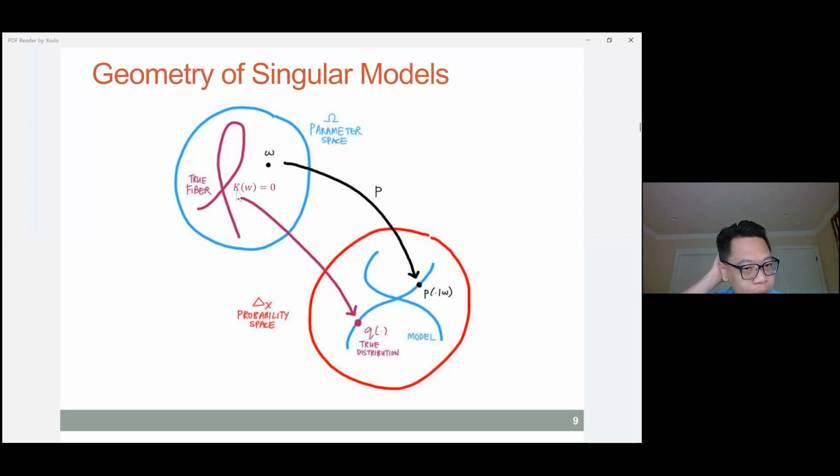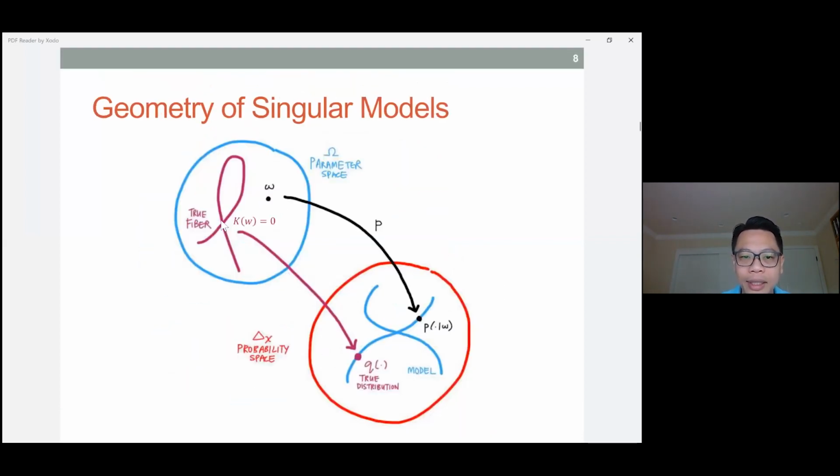Okay, so for now, you're just going to think of this true fiber as an analytic variety in the parameter space. And this variety is going to have singularities. There are going to be crossings, there are going to be cusps. And it turns out that the asymptotic properties or the generalization error of the learning algorithm is going to depend on the structure of these singularities. So to really understand the singularities, we're going to need a tool from the 1960s called resolution of singularities.